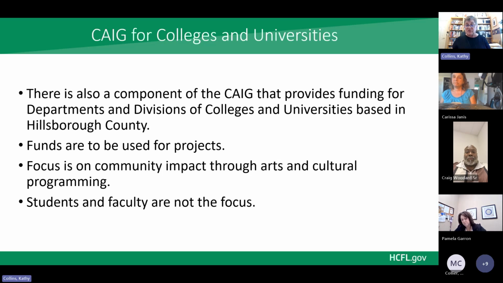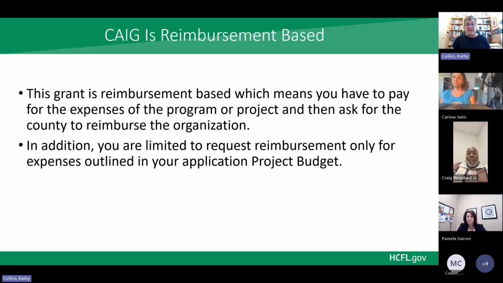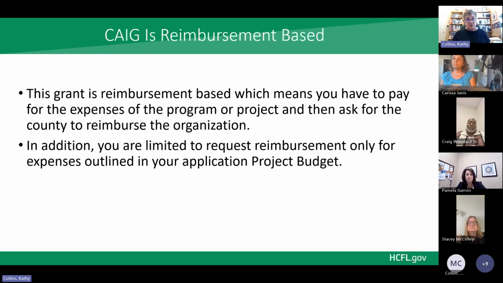With respect to the colleges and universities, students and faculty are not the focus of any of the projects, but rather the community. As I said, this is a reimbursement-based grant. That basically means, in the simplest terms, you have to put out the money on the project and then ask the county to reimburse you. In addition, when you are preparing your application, you have to make sure that the expenses you are going to ask to be reimbursed for are the ones that you ask for in your project. And again, I'll get into that a little bit further, but just keep in mind, it's reimbursement based.